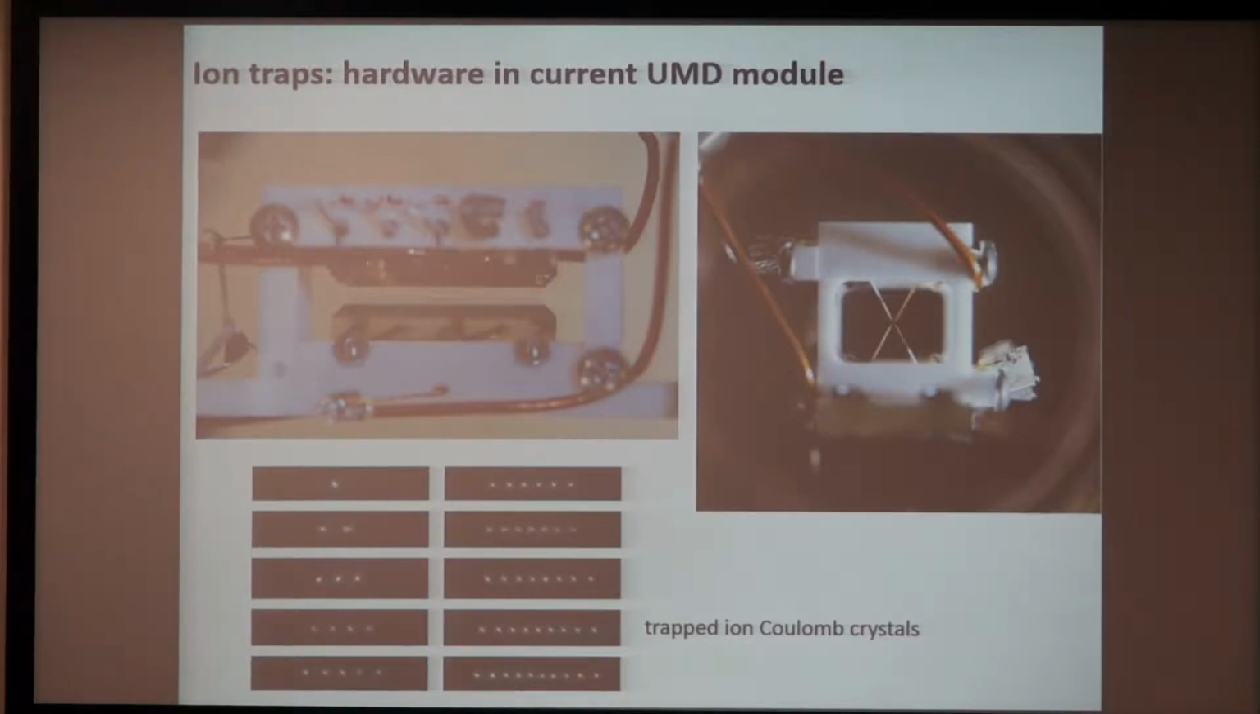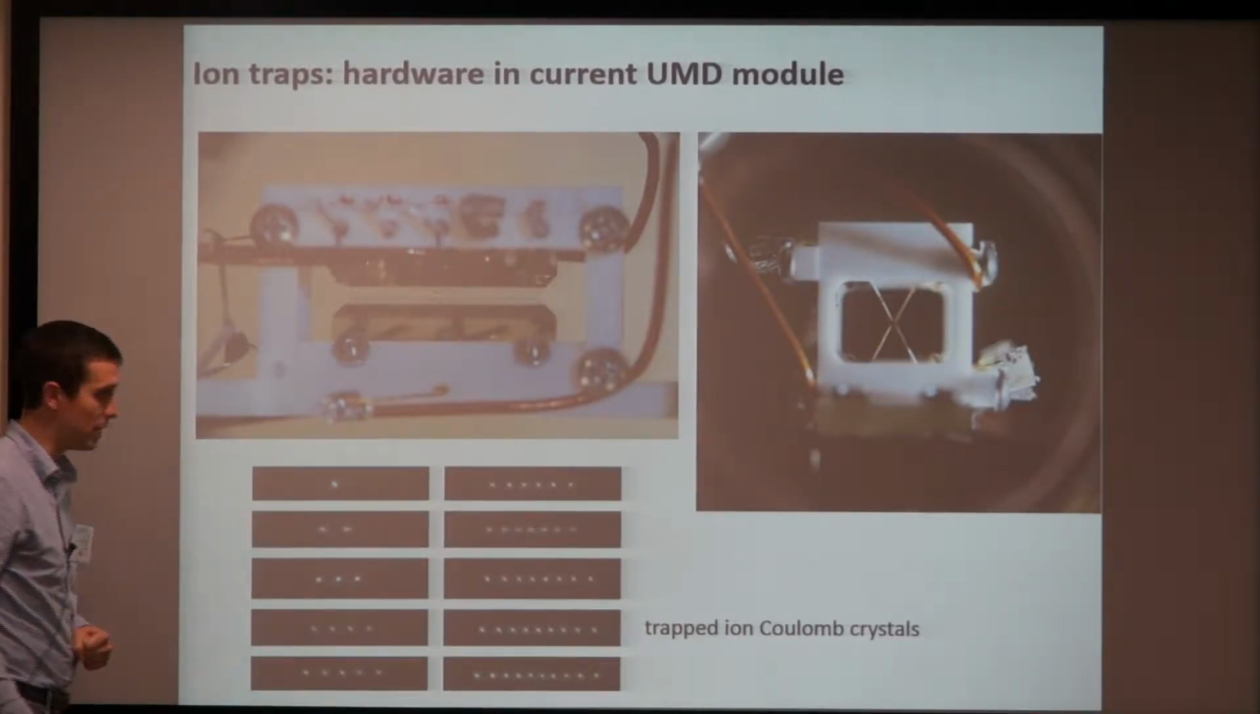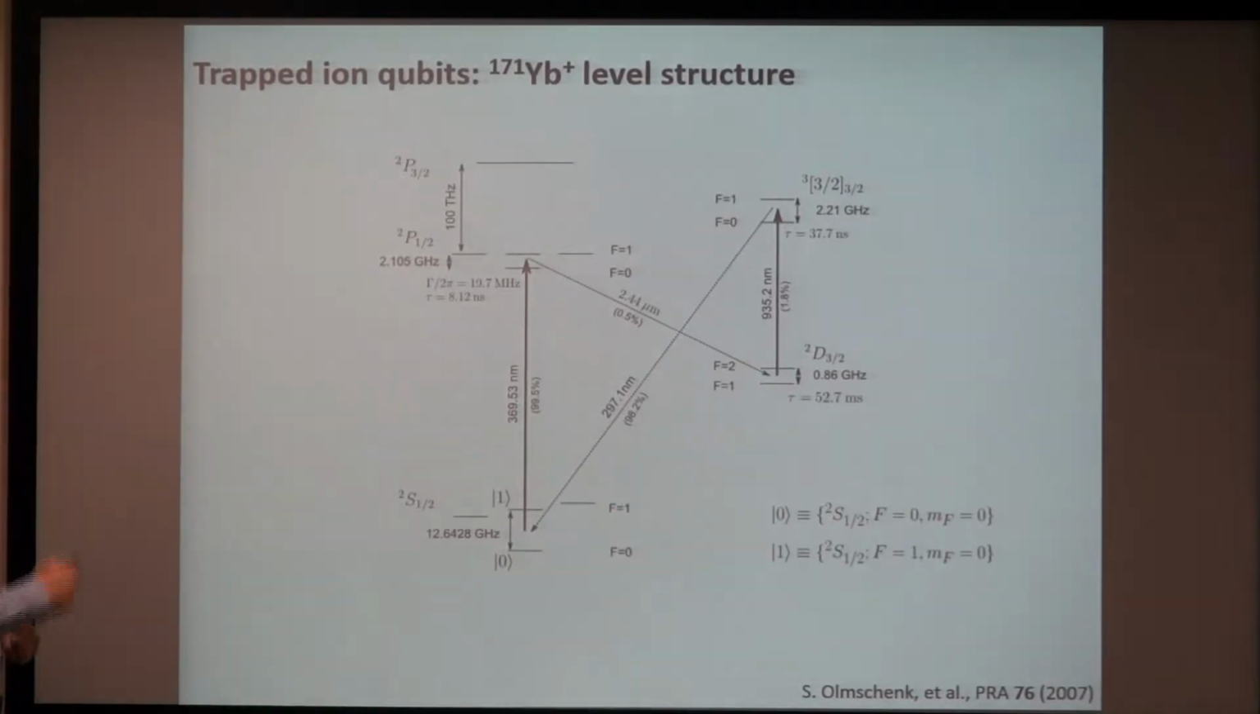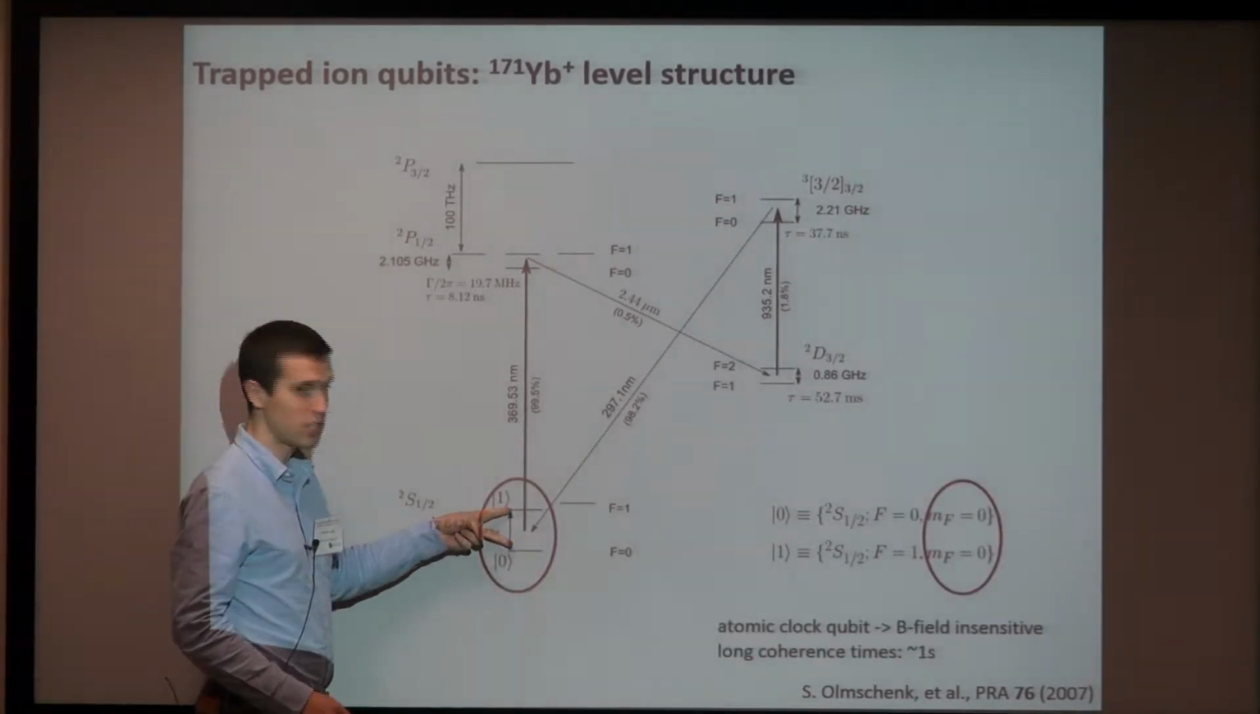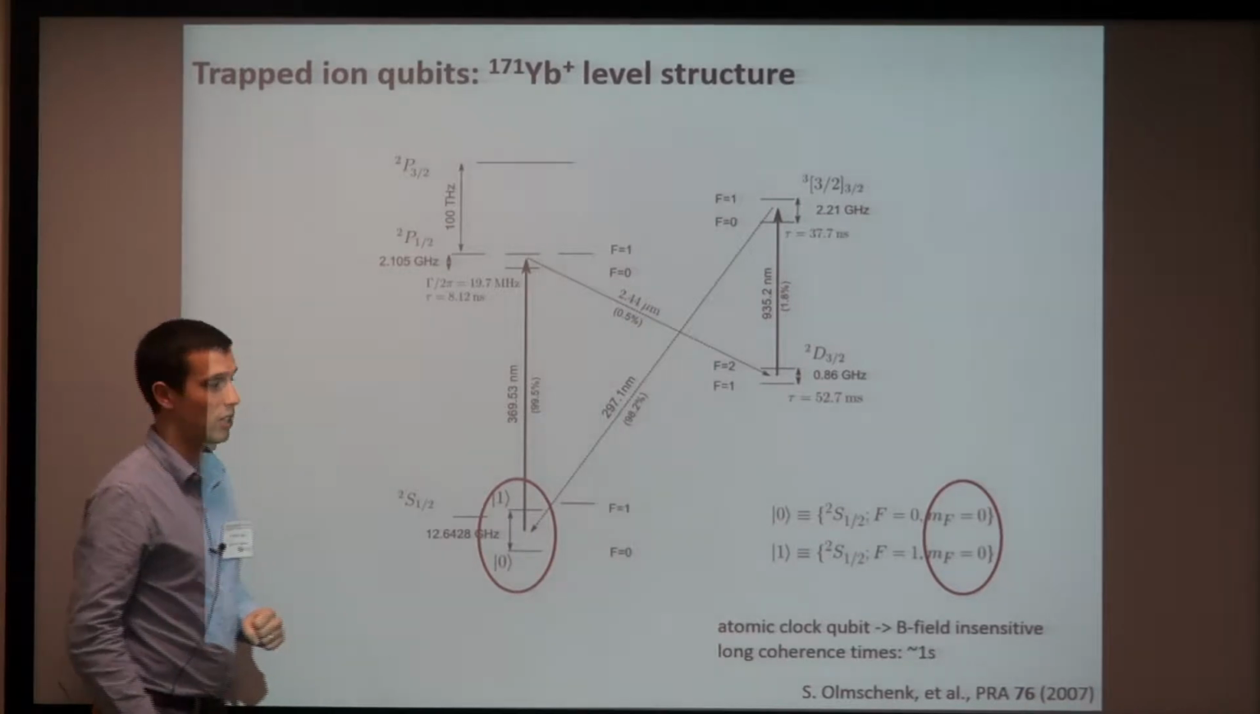Each of these little dots that you see here is a single ytterbium-171 ion, and these are the energy levels. And most of them you can ignore. The main ones are these 2 down here, 0 and 1. This is our qubit.